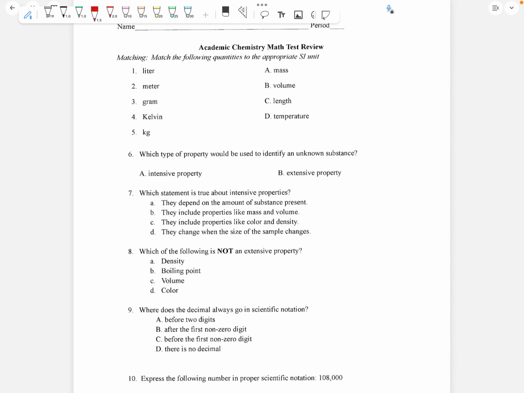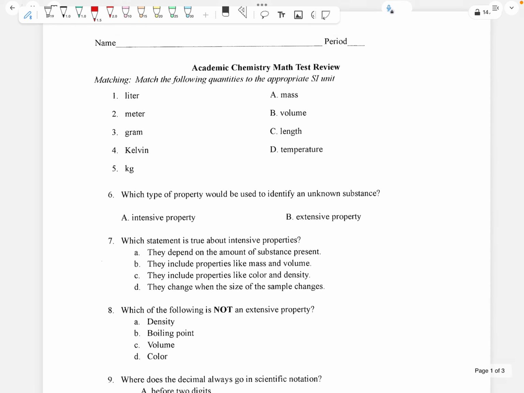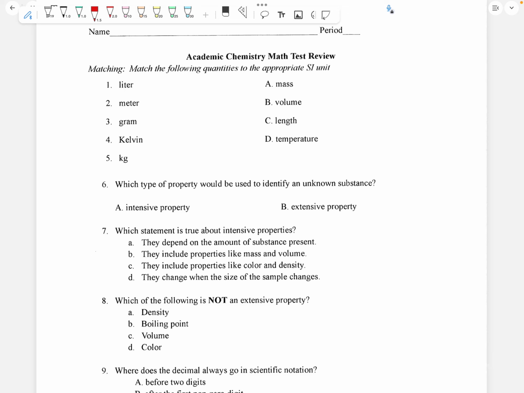Okay, everybody, this is your first test coming up tomorrow. This is the academic chemistry math test review, so I'm going to go through this stuff with you, make it as quick as I can, but as thorough as I can also. Please, please, please take time for this review.